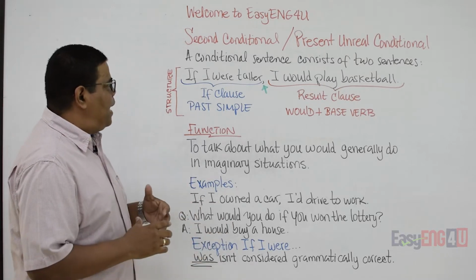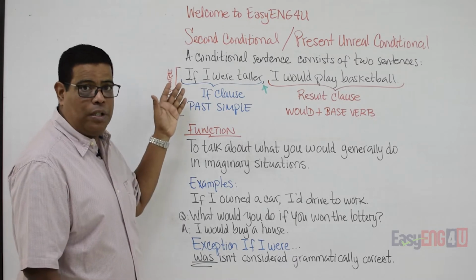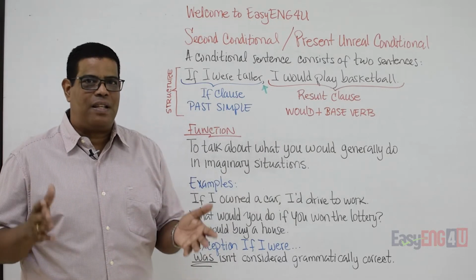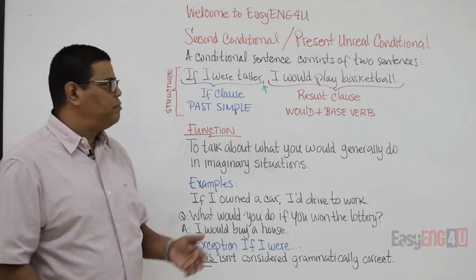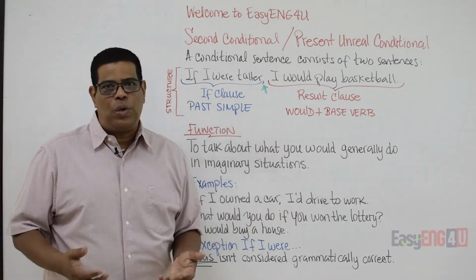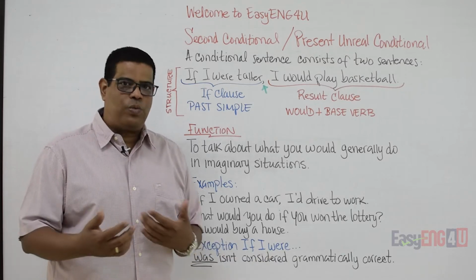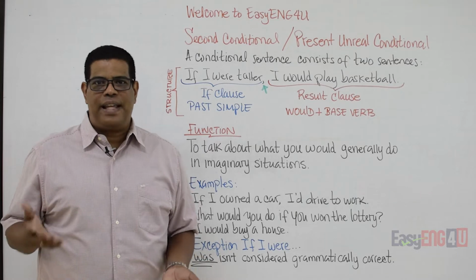Okay. This example right here on the board, if I were taller, I would play basketball. This is an example of a second conditional sentence. But as I usually tell my students, it's not good if you don't know what the second conditional is for. And this is when we talk about the function. When do we use the second conditional?